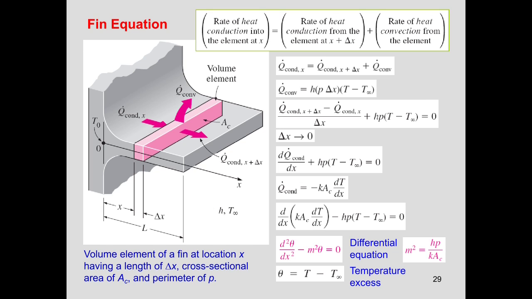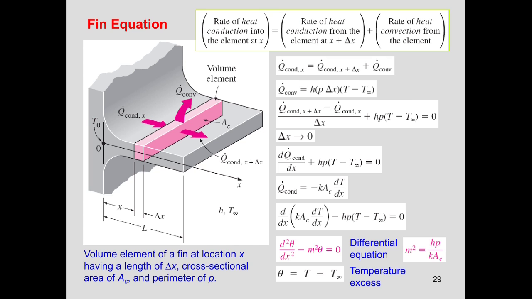Q convection is the convection heat transfer from the volume element to the surrounding, and Q conduction at x plus delta x is the conduction heat transfer carried from the volume element to the other part of the fin. For that we will consider the heat balance equation: the rate of heat conduction into the element at x is equal to the rate of heat conduction from the element at x plus delta x plus the rate of heat convection from the element.